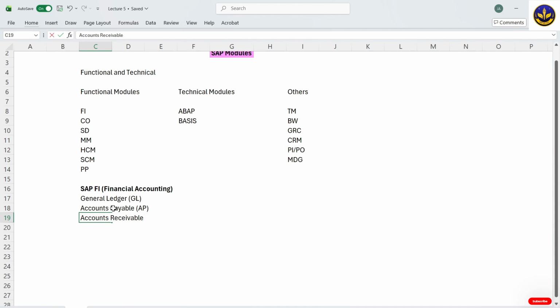In short, we call it AR. And we are having asset accounting, which is AA in short. And then we are having, finally, the bank accounting.